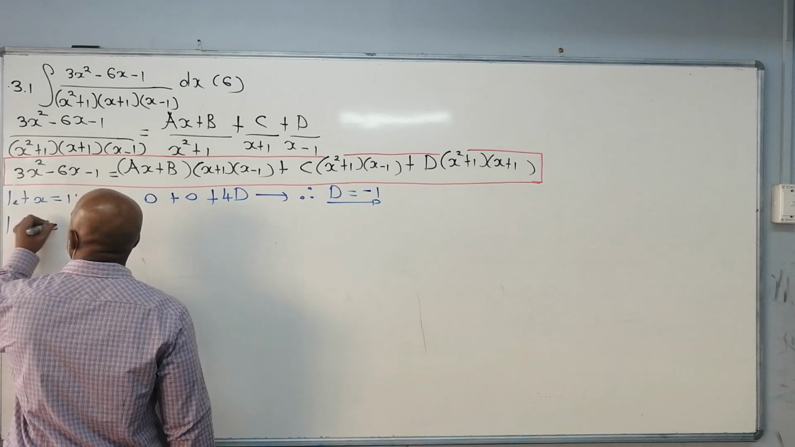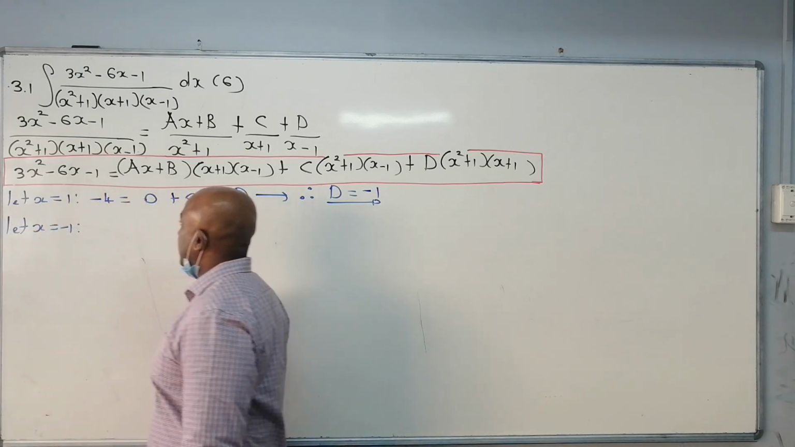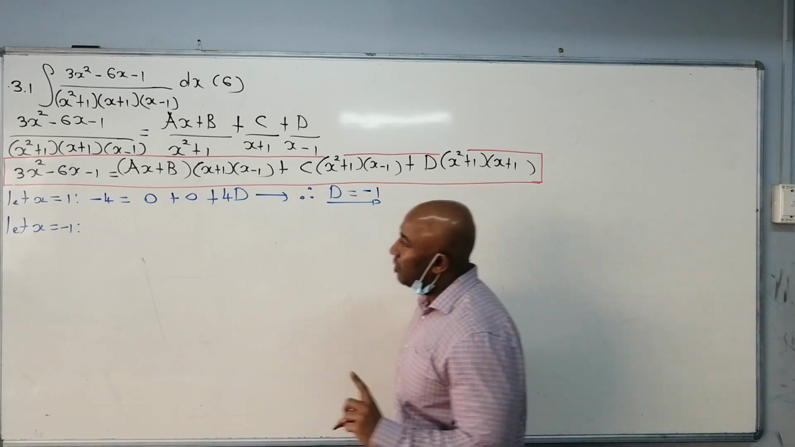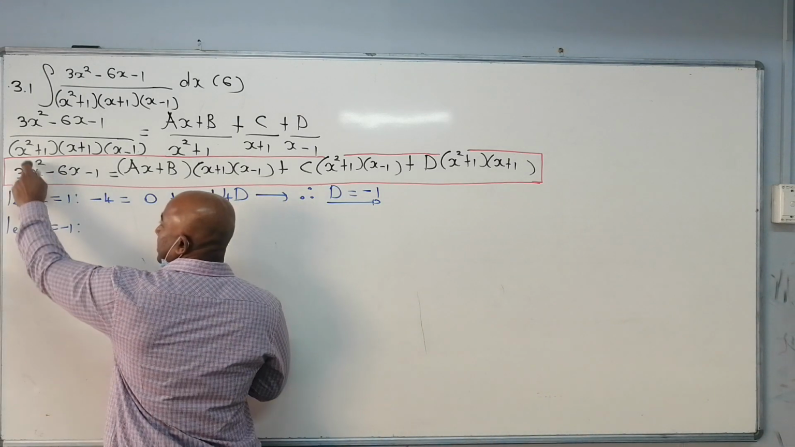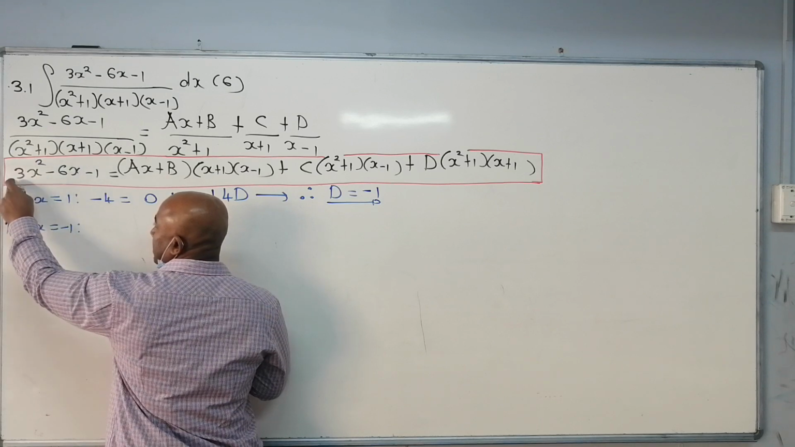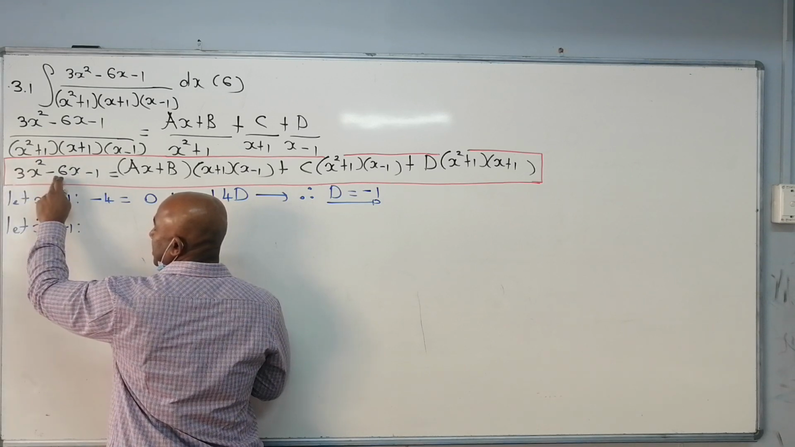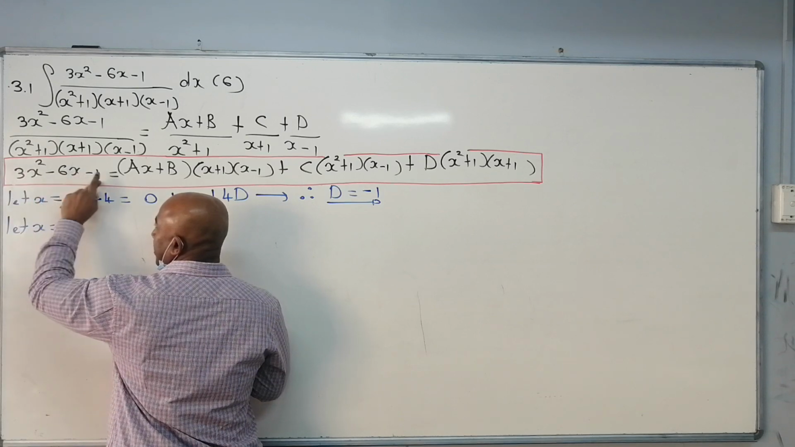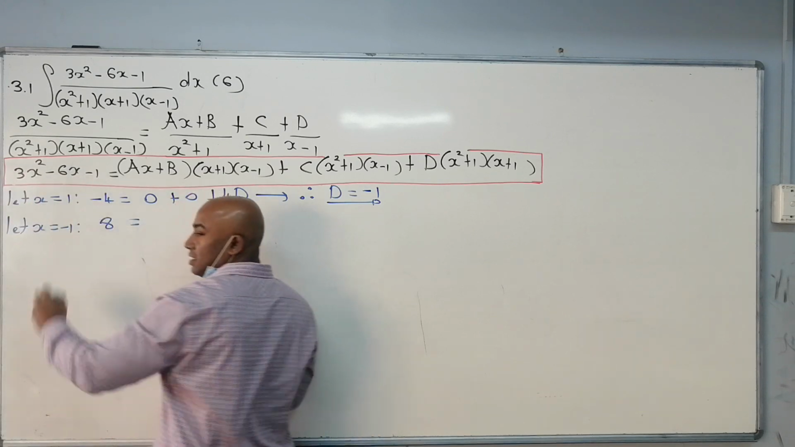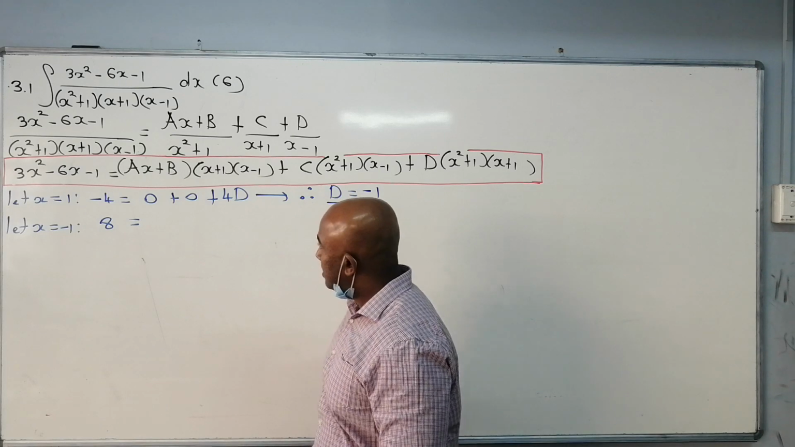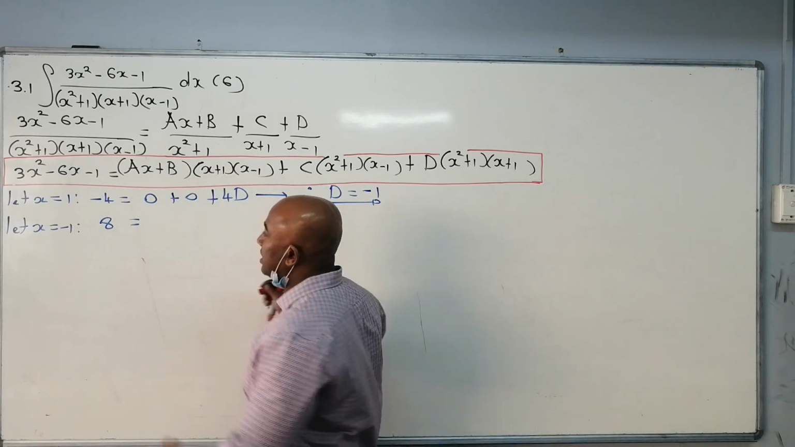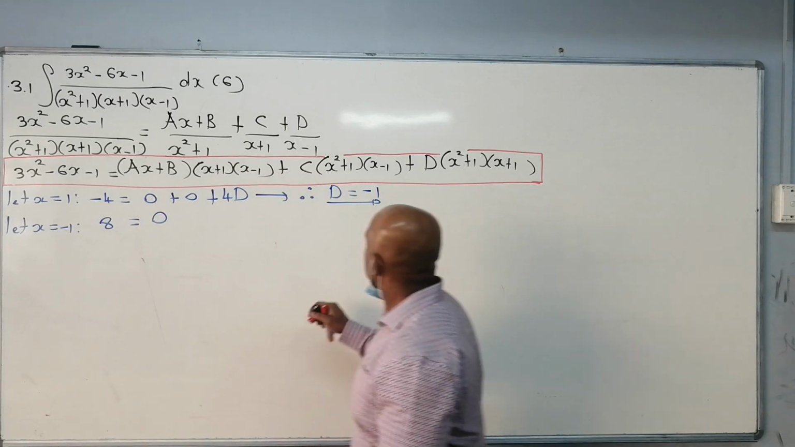Let x equal to minus 1 this time. Let's put minus 1 in. So when I let x equal to minus 1, minus 1 squared is 1. 1 times 3 is 3. Minus 1 times minus 6 is 6. So that means 3 plus 6 is 9. Minus 1, which is 8. Clear with that? 8. Substituting minus 1 here: minus 1 plus 1, 0. 0 times anything is 0, straight to there.